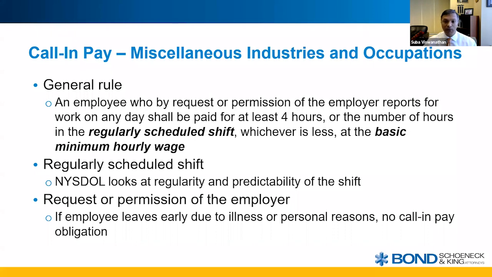But what the Department of Labor looks at is: is the shift regular? Is it predictable? Is it something that the employee can count on for a particular day of the week? For example, if the employer schedules an employee to a 3-hour shift every Tuesday, and that's just a regular part of the employee's schedule, that will be considered a regularly scheduled shift. So on that particular day, even though the employee is scheduled for 3 hours, they wouldn't be entitled to 1 hour of call-in pay for that day. They would only be entitled to payment for the regularly scheduled shift.